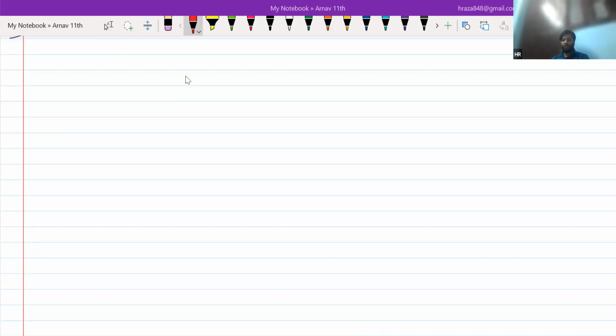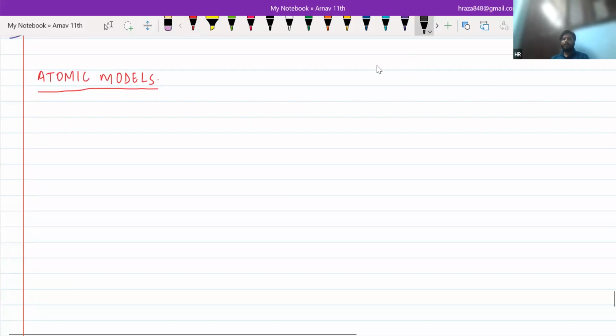So we are going to discuss atoms. First of all, we are going to study atomic models. The first scientist that gave a model of the atom is J.J. Thomson. So the first atomic model is given by Thomson.